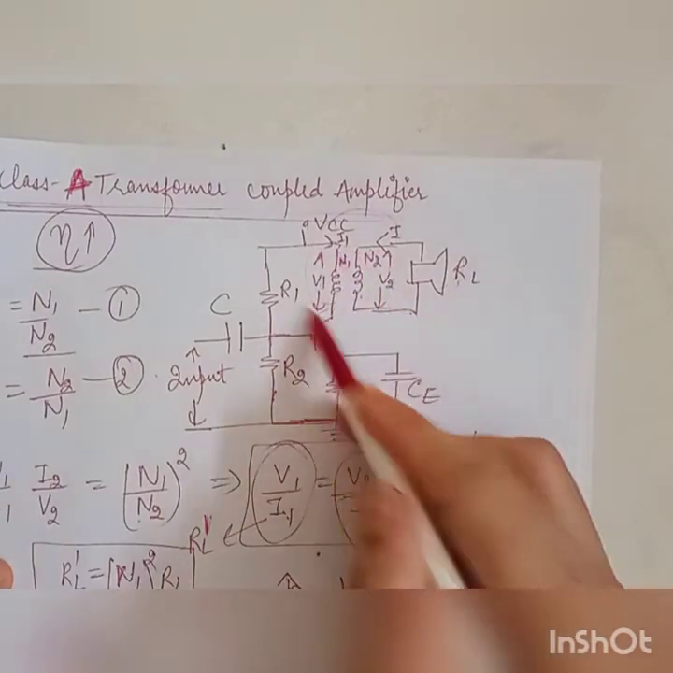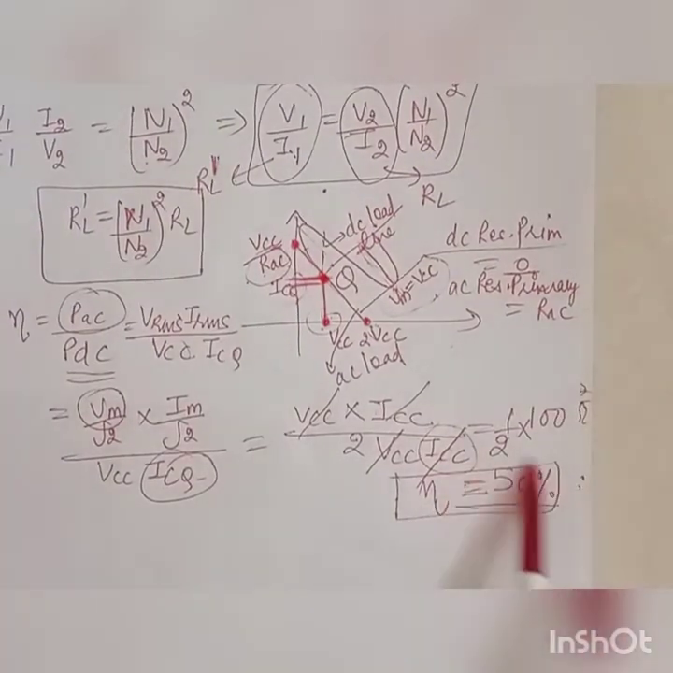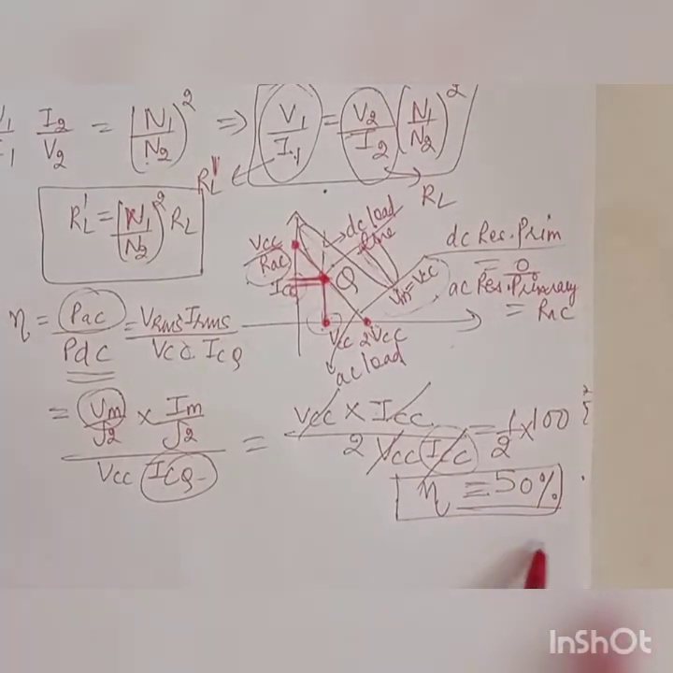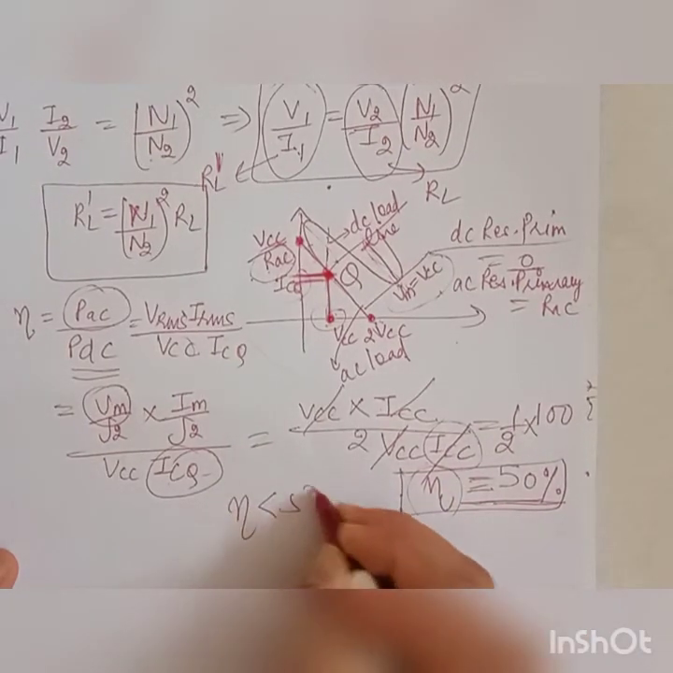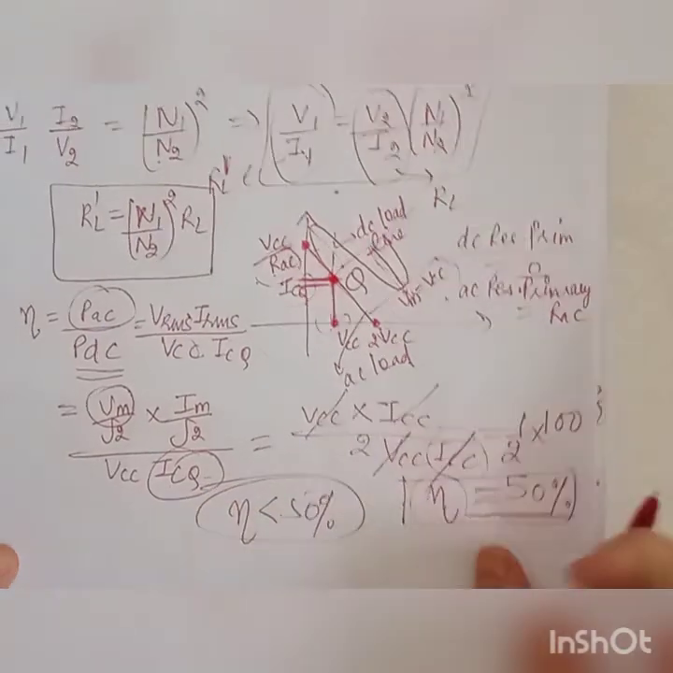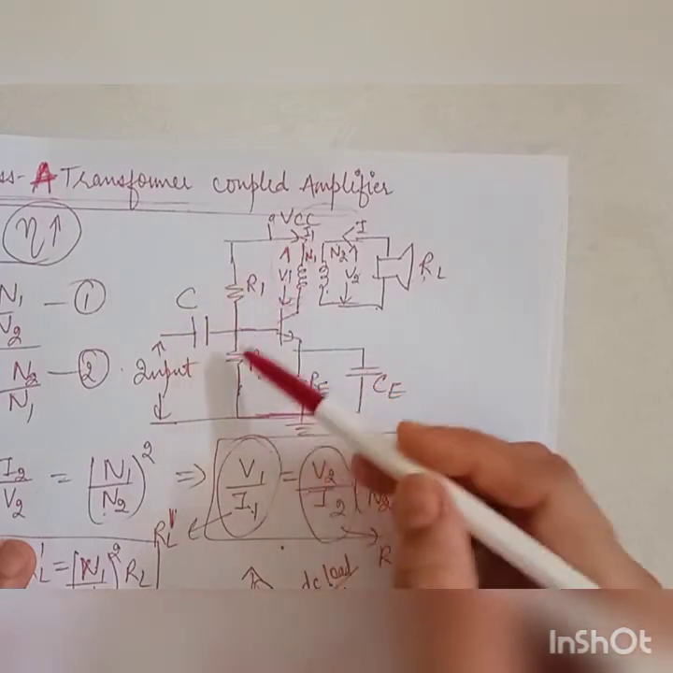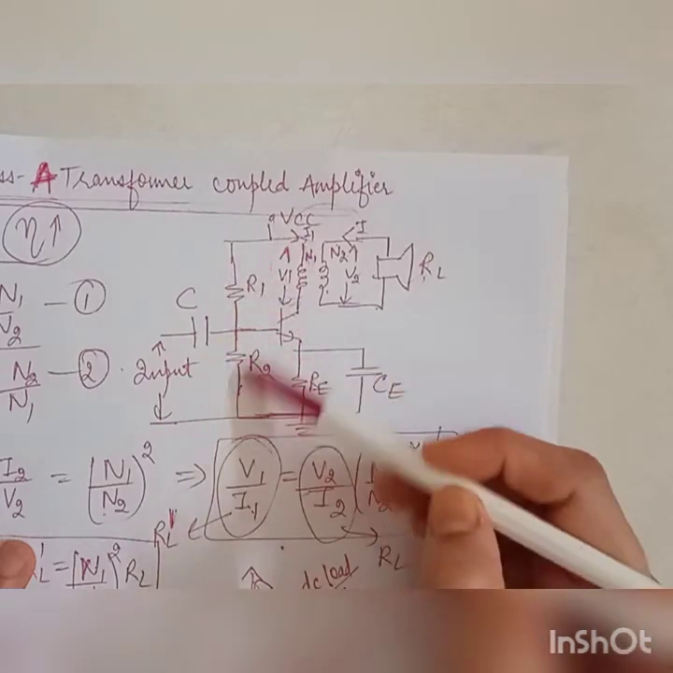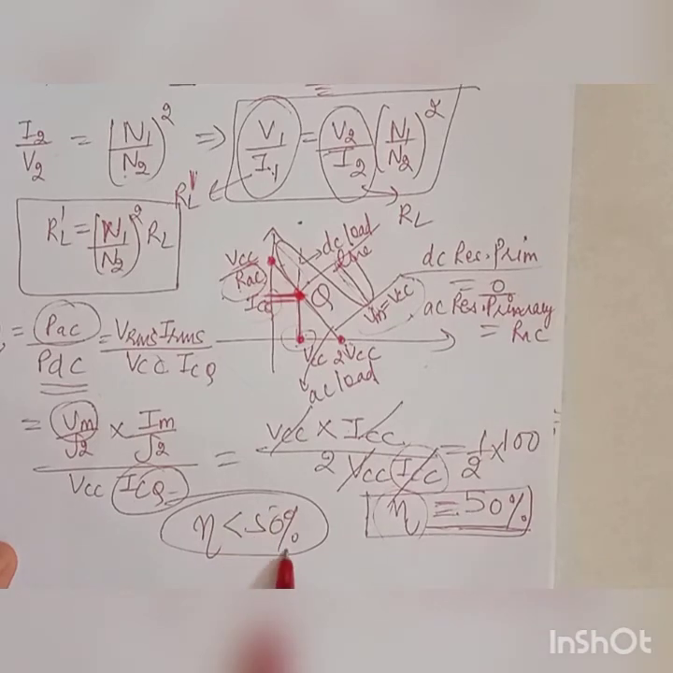If you use transformer coupling in class A, your efficiency increases to 2 times, to 50%, or it can get doubled. But efficiency will not be exactly 50%, it will always be less than 50% because of the usage of the two biasing resistors R1 and R2, which cause a voltage drop. Power dissipation will happen across these two resistors. Because of this, efficiency reduces and it will always be lesser than 50% in this case.